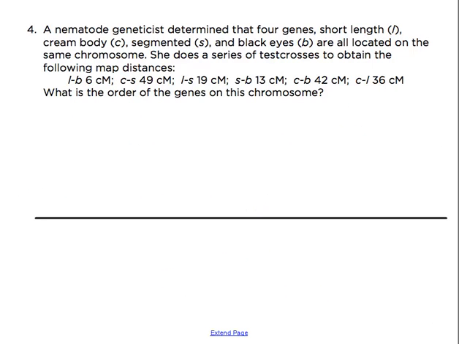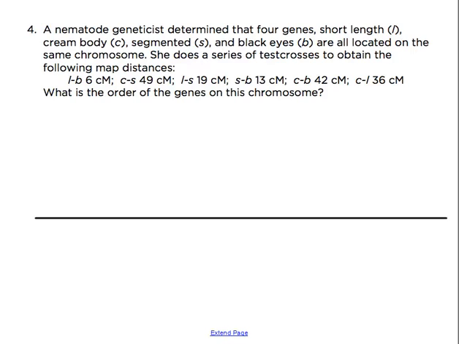Problem 4. A geneticist determined that 4 genes, short length (gene L), cream-bodied (gene C), segmented (gene S), and black eyes (gene B), are all located on the same chromosome. She does a series of test crosses to obtain the following map distances. What is the order of genes on this chromosome?